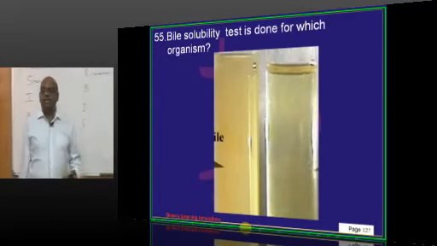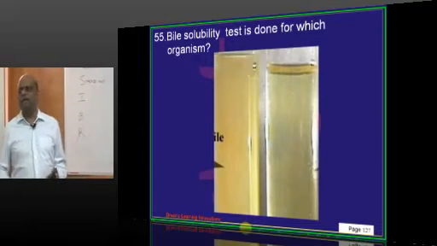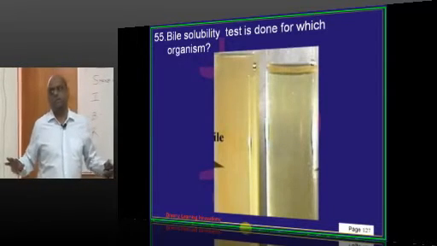Bile solubility test, as what you can see here. Once more, Dr. Microbiology, all these tests you should be 100% sure.